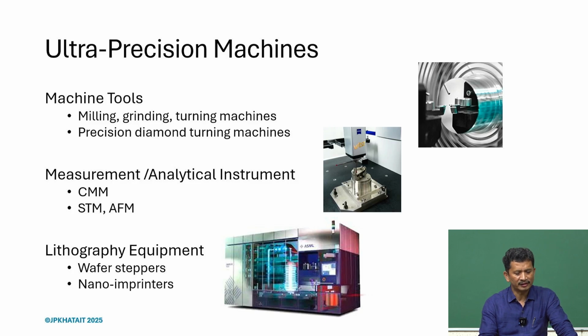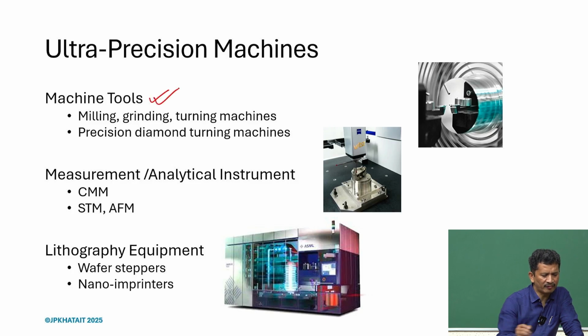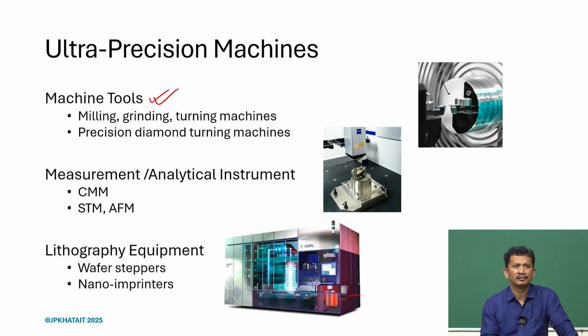So what we understand is: what is the driver, why are we talking about precision machines, or more or less we should now start saying ultra precision machines. One of the key drivers is the machine tools themselves, the kind of numbers we are talking about: submicron repeatability, or nanometer repeatability, if we are talking about milling, grinding, turning operations. We have precision diamond turning machines for creating different kinds of surfaces to create precision parts.